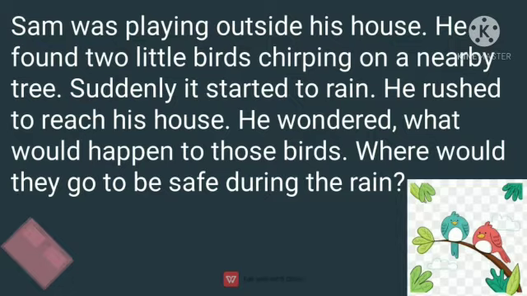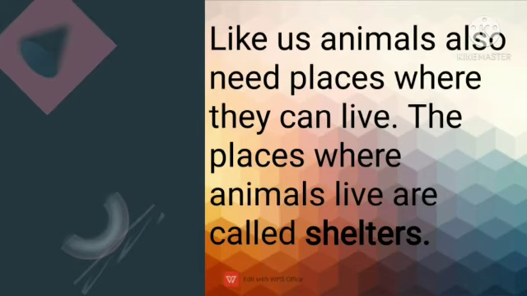He wondered what would happen to those birds. He was thinking about that. What would happen to those birds? Where would they go to be safe during the rains? He started thinking about that. So students, what do you think? Where must both the birds have gone? Let's see.